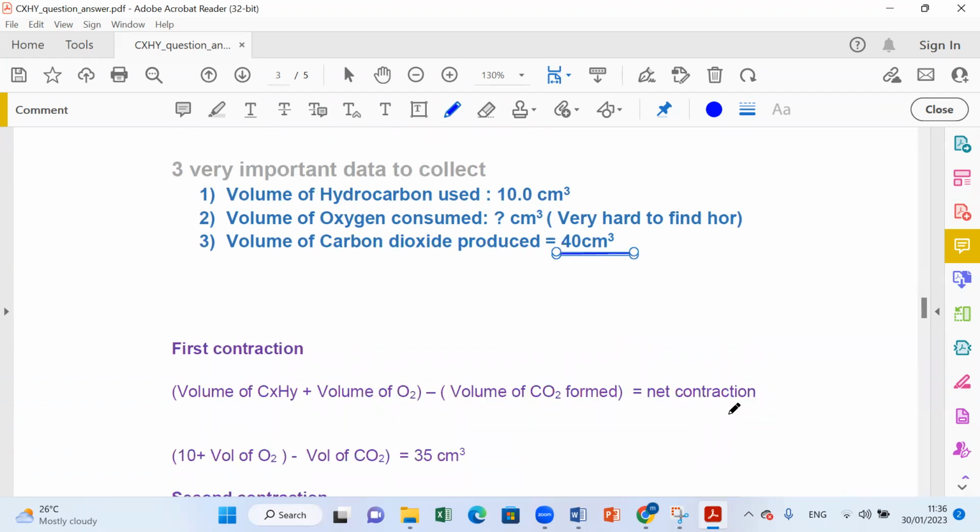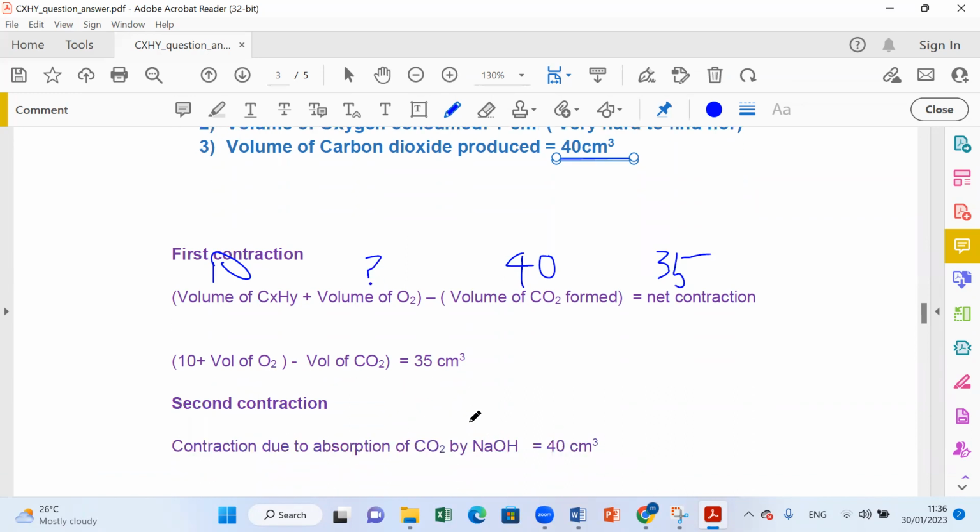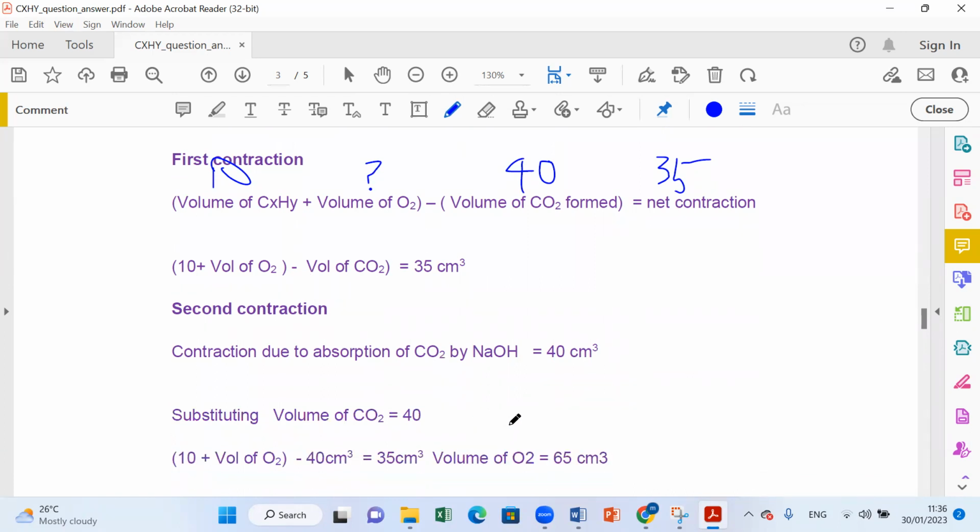Is it okay? Okay, so based on this first contraction, you are not aware of the volume of carbon dioxide produced. Am I right? However, we already worked out the second contraction. The second contraction tells you that the volume of carbon dioxide is actually 40. Okay, and you know if this is 10, and if this is 35, and then this is your question mark. Are you able to solve? You're able to solve, right? You're able to solve your carbon dioxide. You're able to solve your volume of oxygen used.